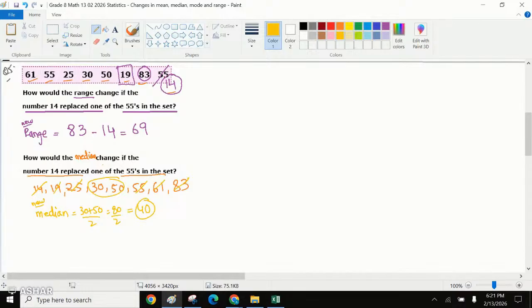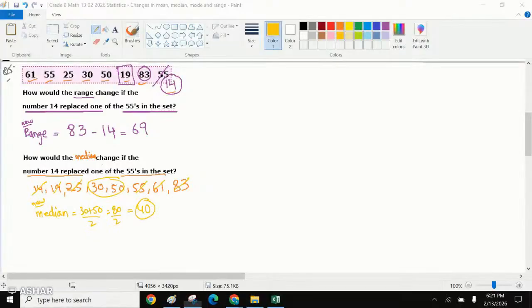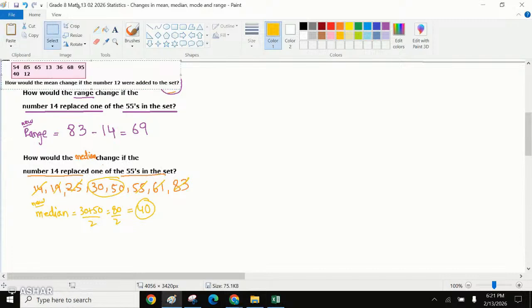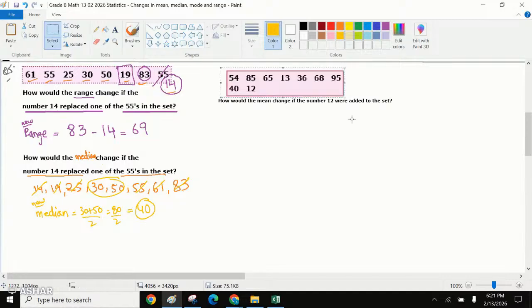Moving ahead to the next question. Any questions up till now? Okay. The next question is different. What they are saying is a number is not being replaced. A number is being added to the given numbers. There are 9 given numbers, and we would add one more number to these 9 numbers.